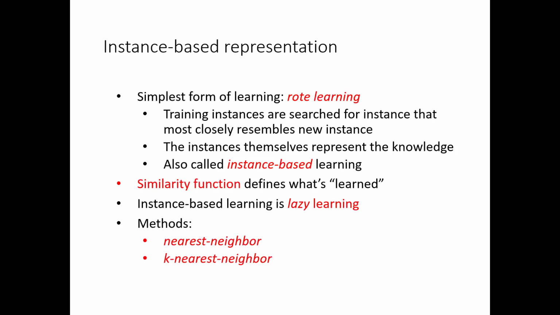So usually we talk about two main algorithms under this instance-based representation. We normally say simple nearest neighbor or one nearest neighbor, or you can say just nearest neighbor, which means that you look for the closest instance. And then the more generalized version is what we call k nearest neighbor, which means we look for the k closest neighbors. I will explain those with an example.